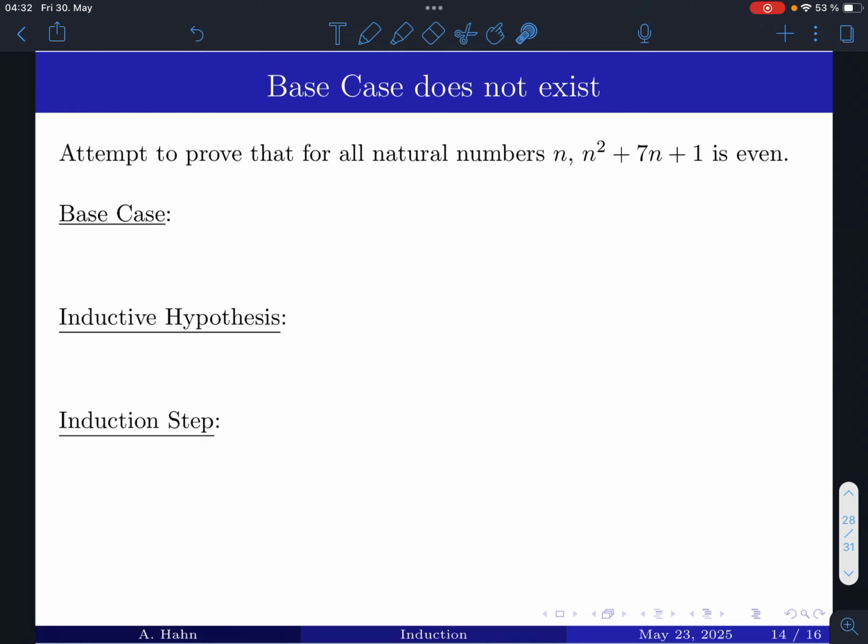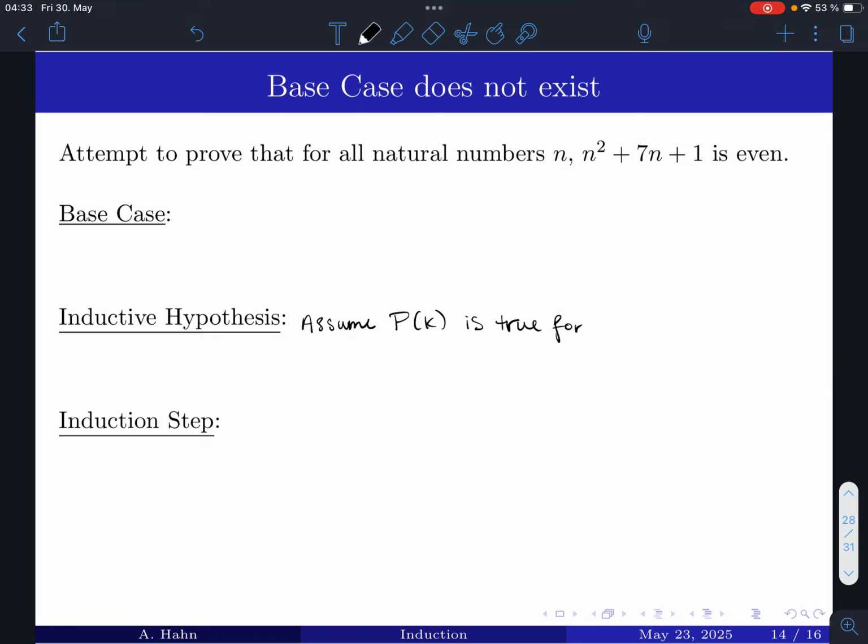And then we're going to write down the inductive hypothesis and then try to do the induction step. And the induction step is going to actually work. But then we'll circle back to the base cases and see that there are no base cases. No number that we plug into this is ever going to be even. And so let's do that. So let's do the inductive hypothesis.